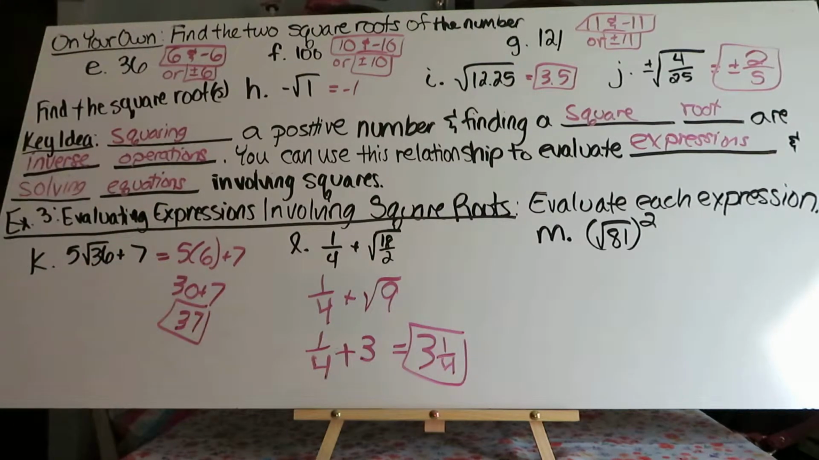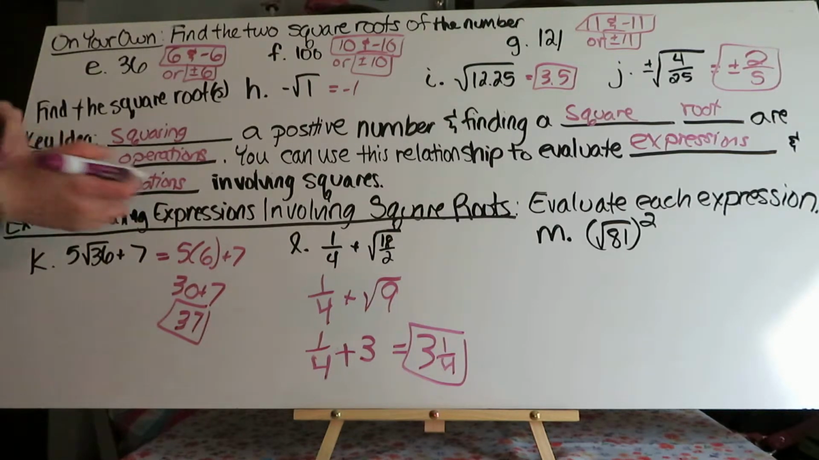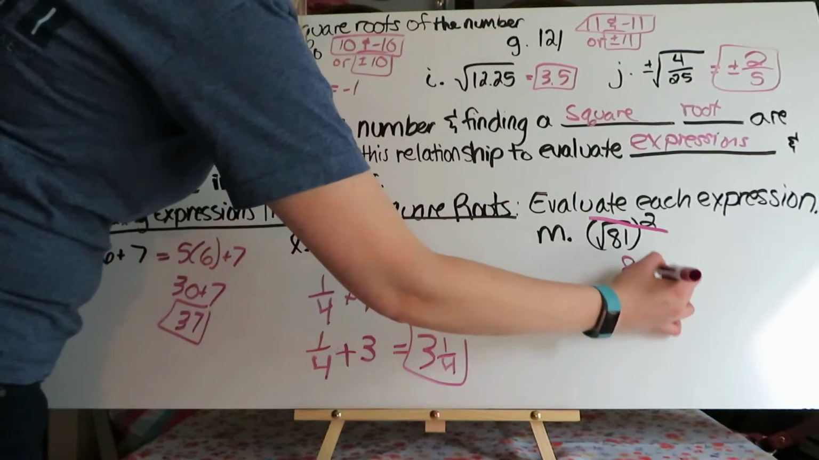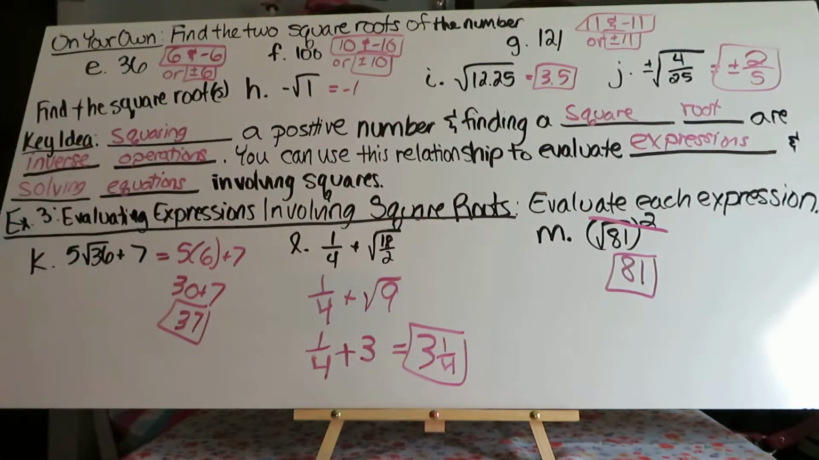Letter M. The square root of 81, squared. These two are the same thing. They cancel each other out. We're left with 81.